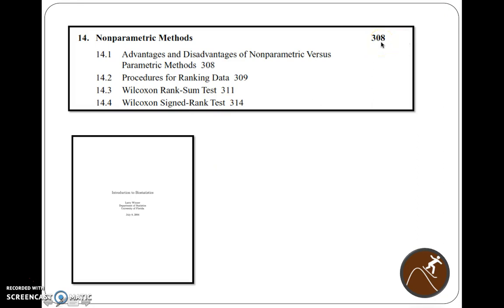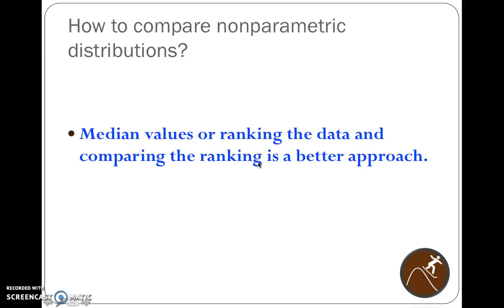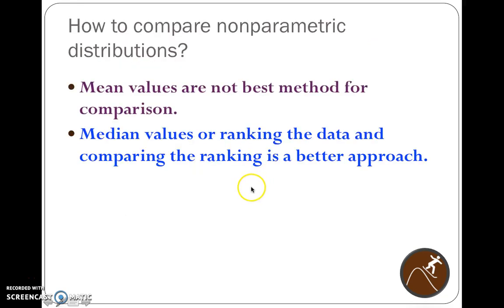Right here in that online textbook, the PDF version, if you want to read more about the Mann-Whitney test, particularly the Wilcoxon rank sum test, you can do so. And on page 308, it also gives you some advantages and disadvantages of non-parametric methods. So we're going to focus on how to compare non-parametric distributions.